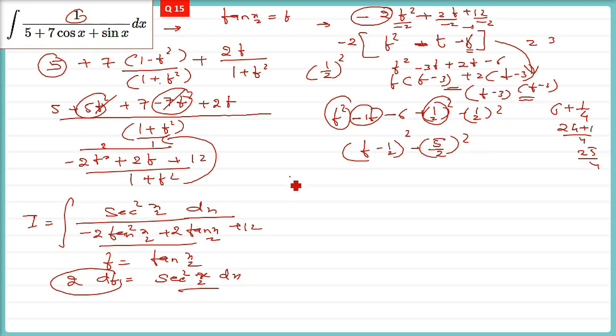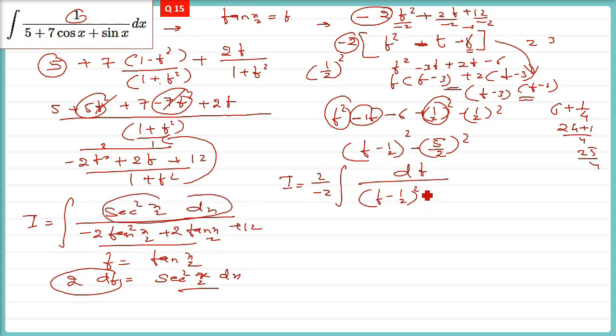Now what do you get? Sec square x by 2 dx, you already know that it can be written as 2 dt. Negative 2 we have taken from the quadratic equation, and this is 2 dt. 2 is already taken outside, dt is there. Negative 2 from the quadratic equation, t minus half whole square minus 5 by 2 square, we just got by making it a perfect square. This gets cancelled, negative is there already. Now when you have a negative, you can just multiply it inside and you can swap these two terms.